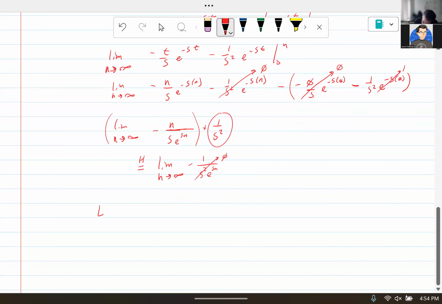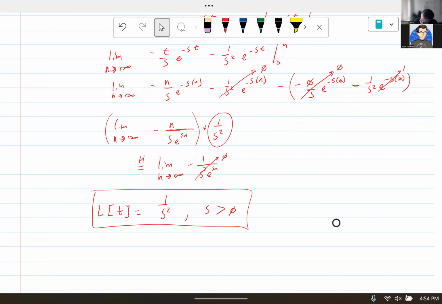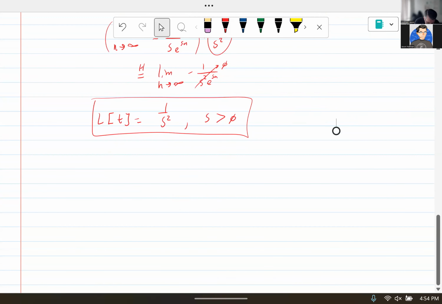Okay, so L of t is equal to 1 over s squared when s is greater than 0. And in general, we could generalize this as kind of a power rule, and we could say that L of t to the nth power is equal to, through successive integration by parts, n factorial over s to the n plus 1 power, s greater than 0.